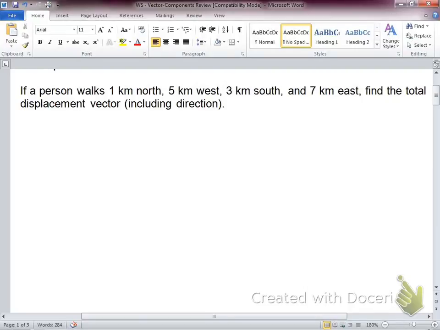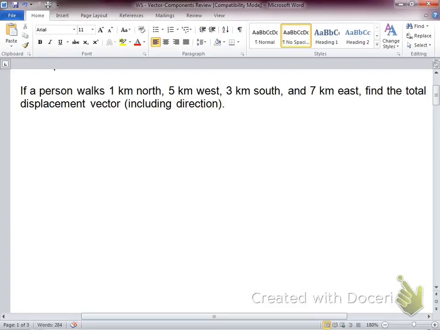So remind me here what the displacement means. What does it mean that we want to find our total displacement? How far away from? Good, exactly. Distance from the starting point. How far we ended up from where we started. Okay, that's what we mean when we say displacement.